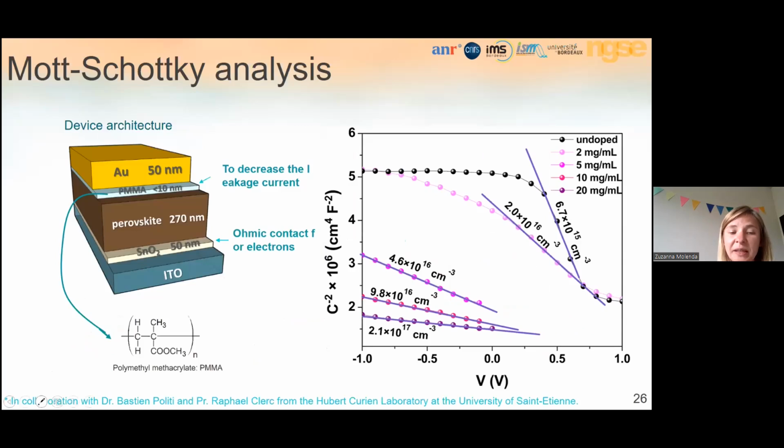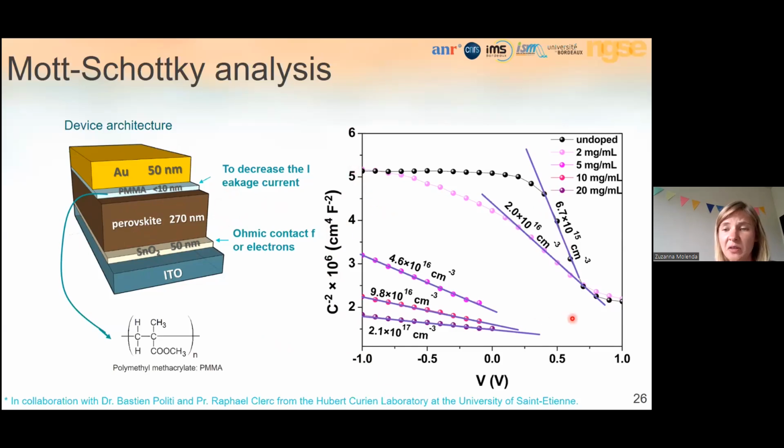In collaboration with Dr. Bastien Politi and Professor Raphael Clerc from Saint-Étienne, we measured the capacitance as a function of voltage for the perovskite layer sandwiched between tin oxide, which created an ohmic contact for electrons, and gold. Now, between gold and perovskite, we inserted an ultra-thin layer of insulating PMMA that had the purpose of decreasing the leakage current.